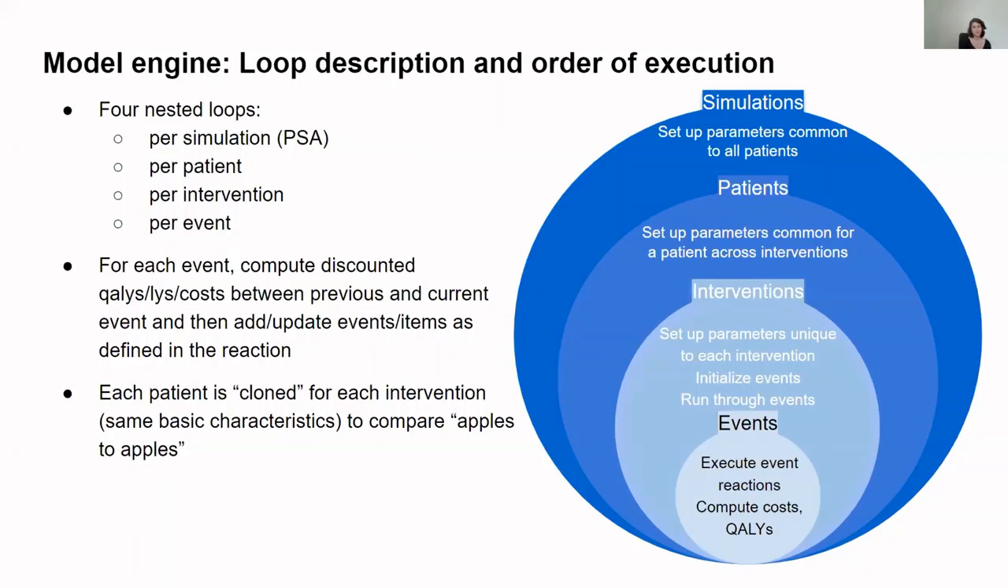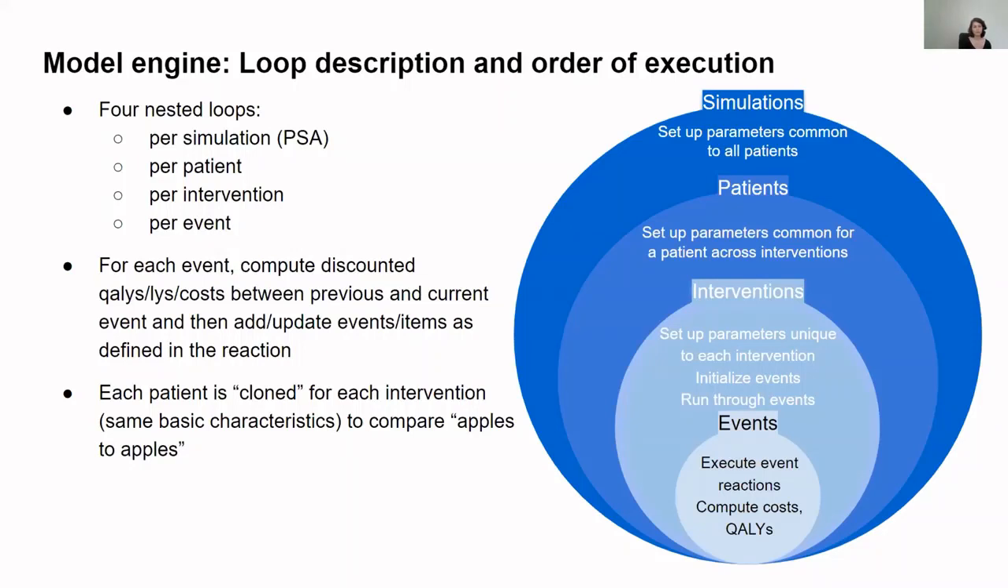Then there's the intervention loop. Here the parameters are set up that are unique to each patient and intervention. Also in this loop, the initial event times are initialized and the model runs through the events as they are predicted. And then the final, innermost loop is the event loop.